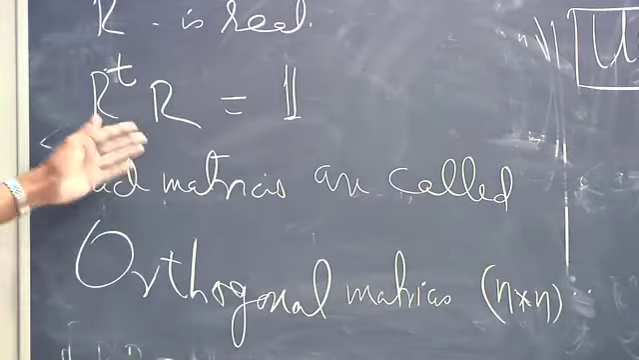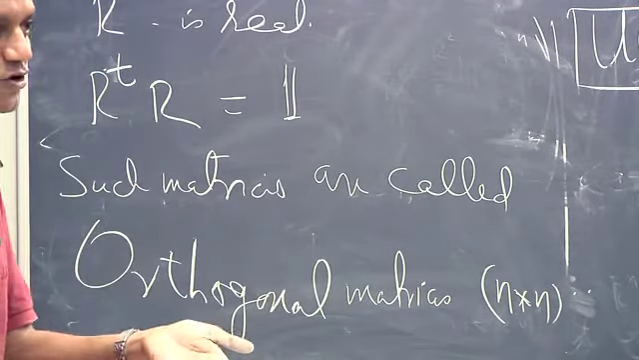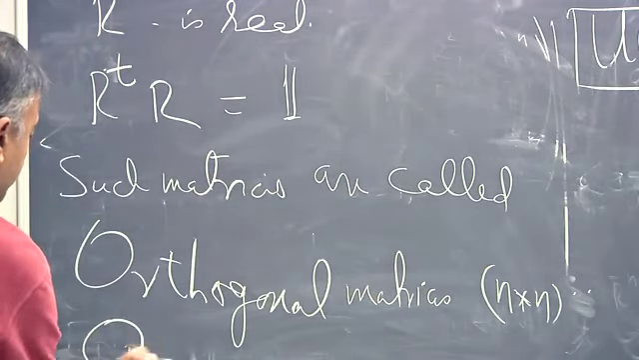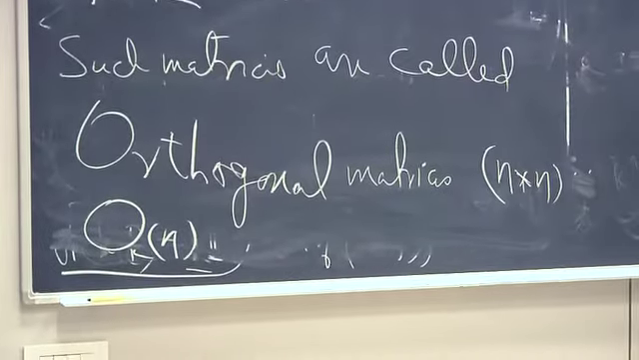And again, you can show this forms a group. The product of two orthogonal matrices will again be orthogonal. You can go through the entire proof. And this group is called O(N), the orthogonal group.